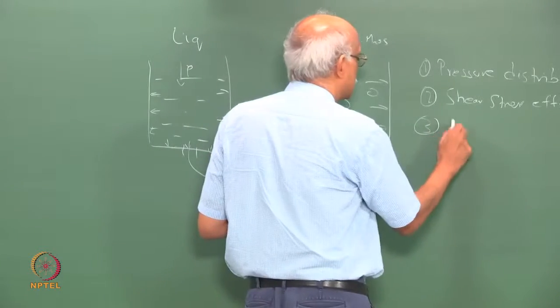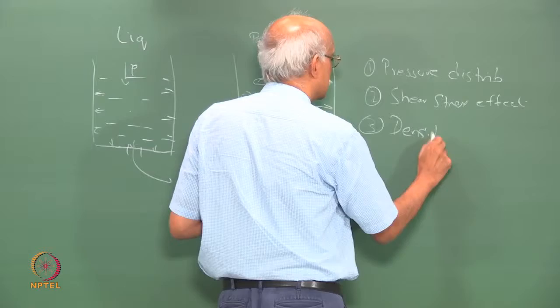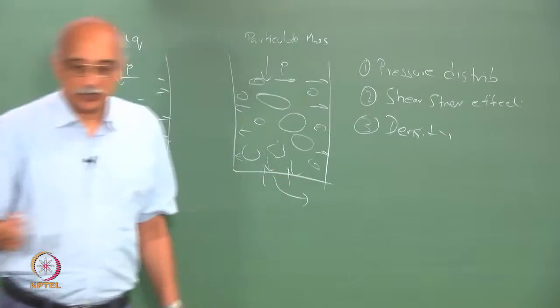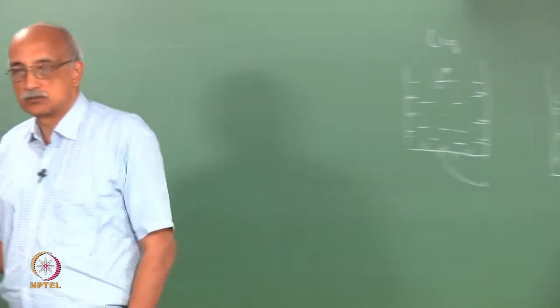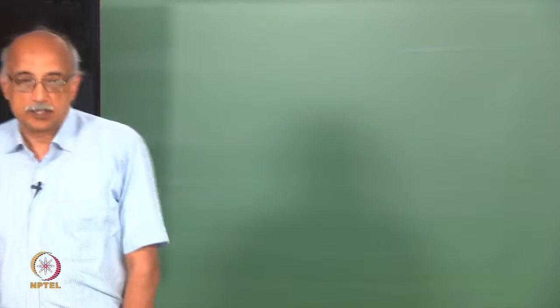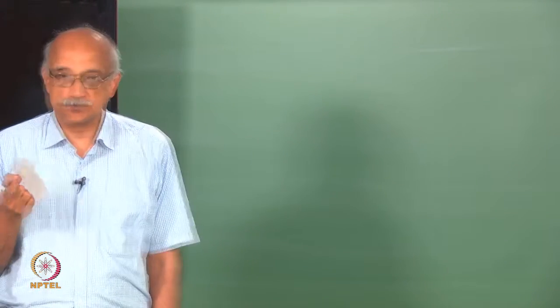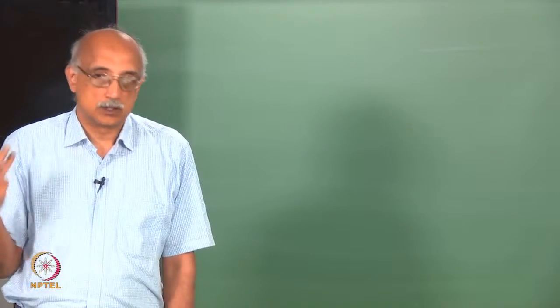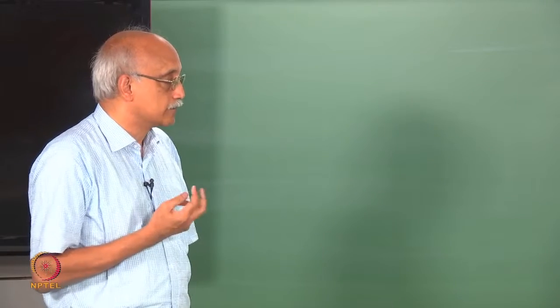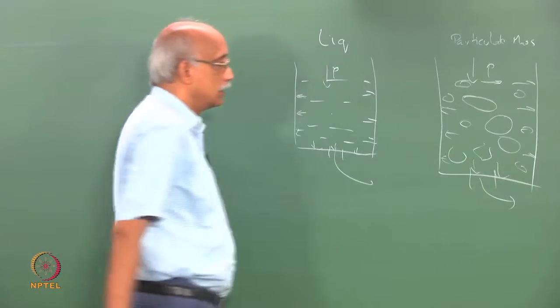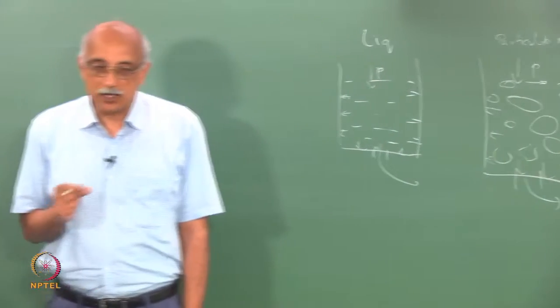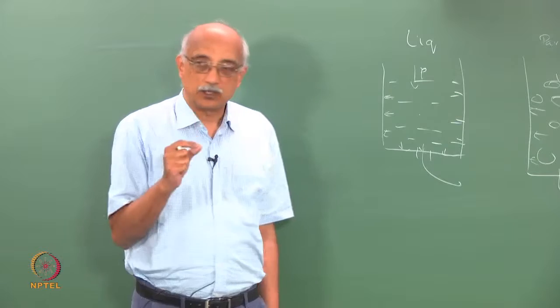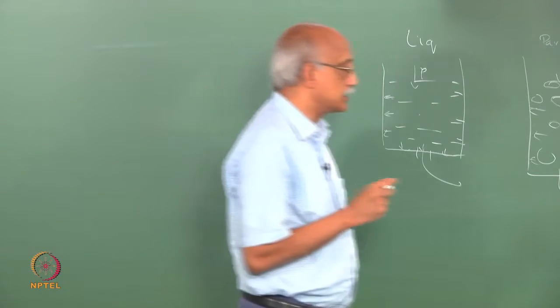The third difference is in terms of density distribution. In the case of a liquid, obviously density will depend on pressure and temperature, and if you take individual particles, again the density is set by the structure of the particle and the temperature and pressure and so on. But in the case of a particulate mass that is stored in a container, the critical density is not the density of the particle, but what is known as the bulk density.